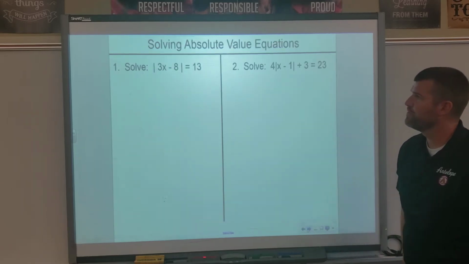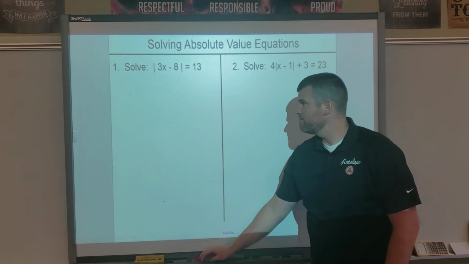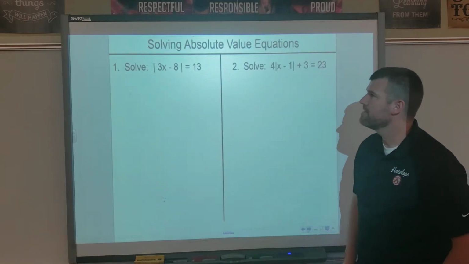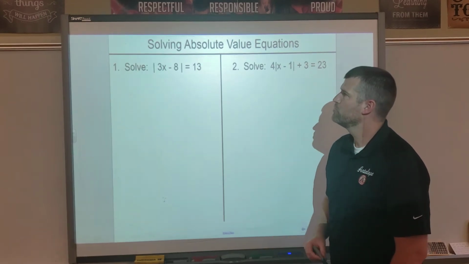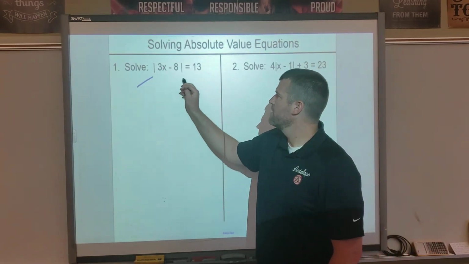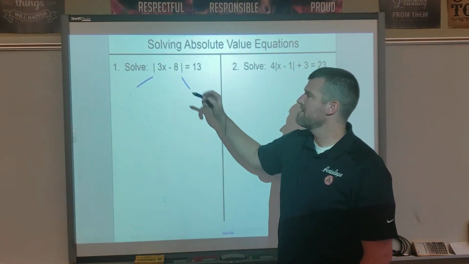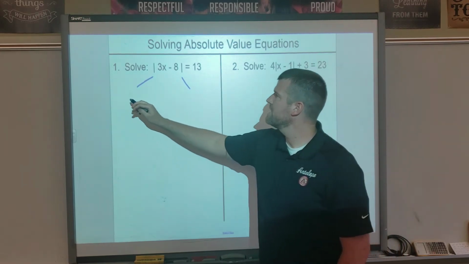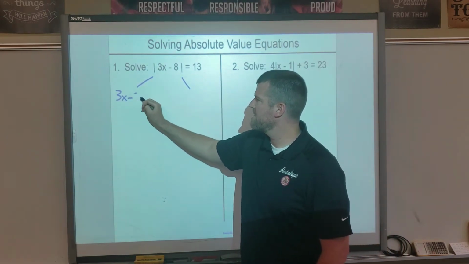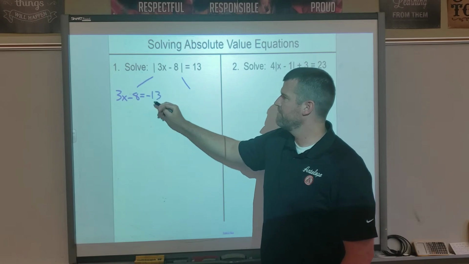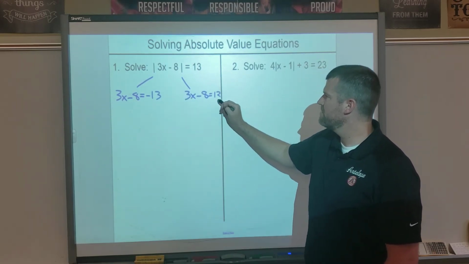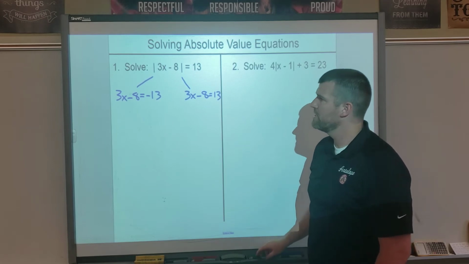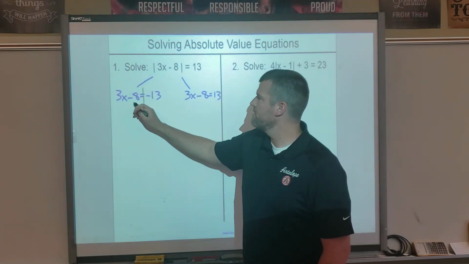Okay, so that was our review of graphing. Absolute value equations: these are where we want to make sure the bars are alone, and then we set up two problems. In this one, the absolute value is by itself, and it's equal to 13, so I'm going to do 3x - 8 = -13 and 3x - 8 = +13. Then to get our solutions, we'll solve each of those equations.